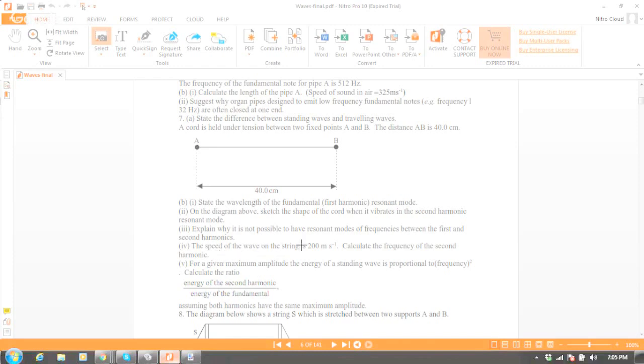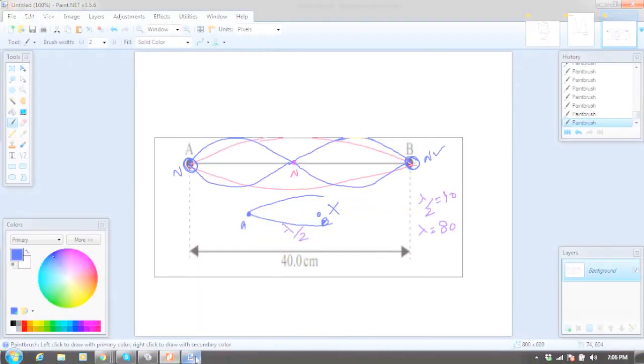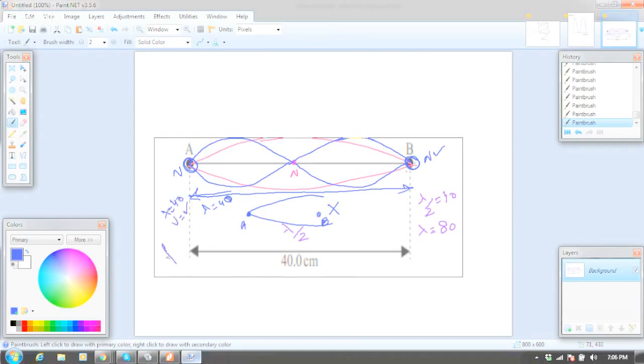The speed of the wave on the string is 200 meter per second. Calculate the frequency of the second harmonic. So speed is given, and we have to find out frequency. Now, when there is second harmonic, let's focus on this blue wave. So at that time, the wavelength is actually 4L. I mean, from first node to third node, it is one complete wave. So wavelength is 4L, speed is given, and frequency can be determined as v by λ. Actually, λ is the wavelength.